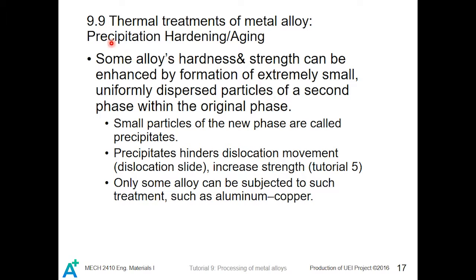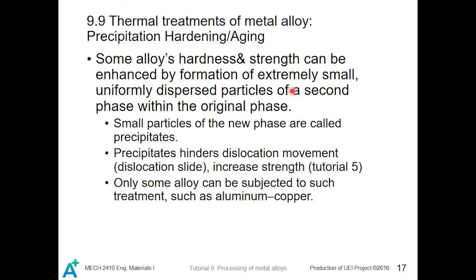Thermal treatments of metal alloy: precipitation hardening, or in other words, aging. Some alloys' hardness and strength can be enhanced by the formation of extremely small and uniformly dispersed particles of a second phase within the original phase. And such small particles of the new phase are called precipitates.